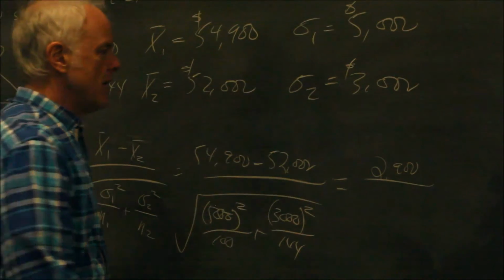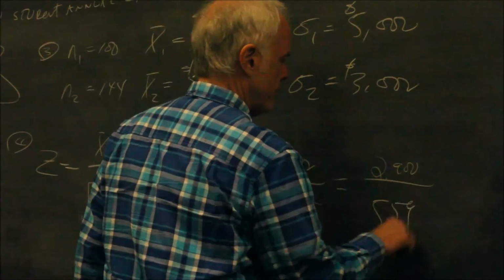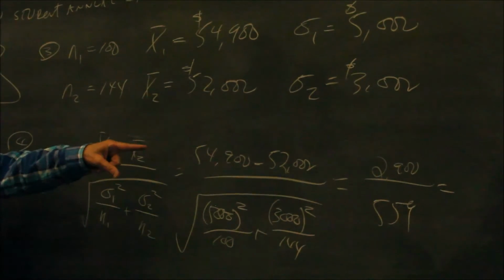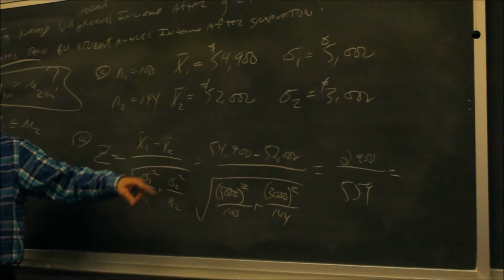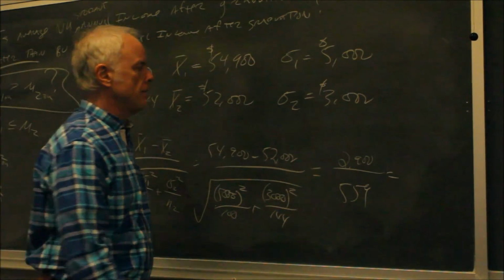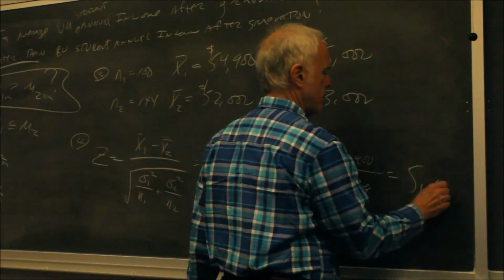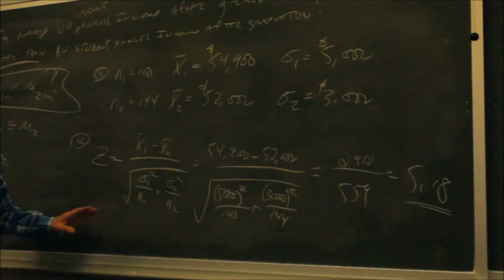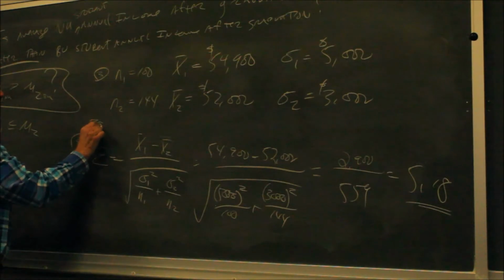559. 559? Yep. That's the denominator. Correct. And so therefore, what's 2,900 divided by 559? 5.18. 5.18. Yeah. What's 5.18? It is the test statistic.